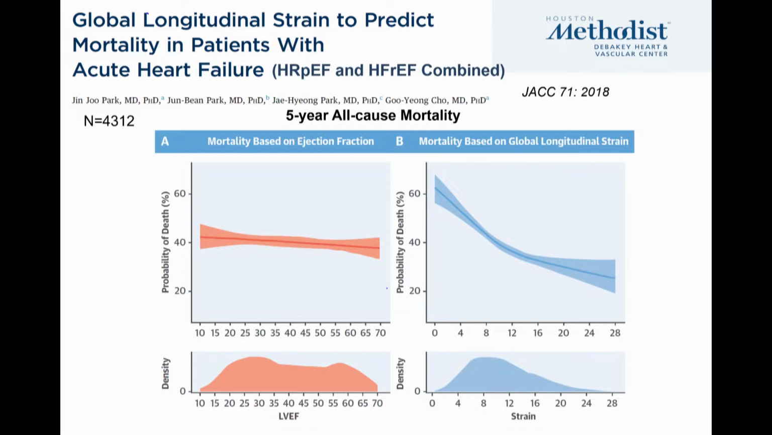and sure enough, no surprise, not a very strong signal in terms of EF itself as a predictor of outcome, but the signal for GLS was incredible. Starting somewhere around 12, it takes off like a rocket in terms of prediction of death, which is a very definitive outcome.